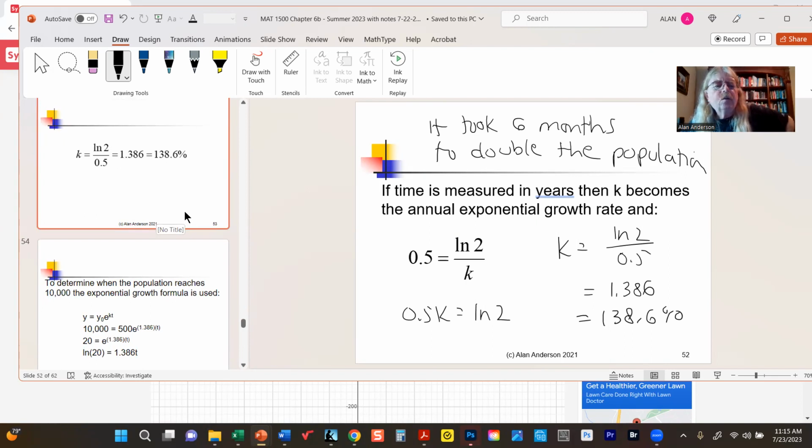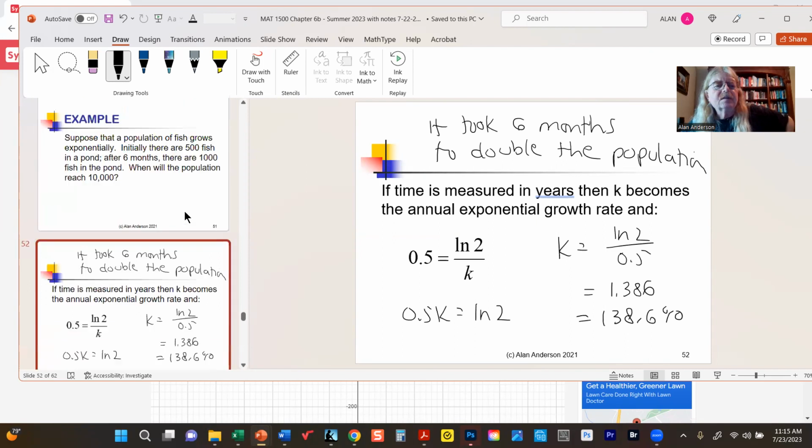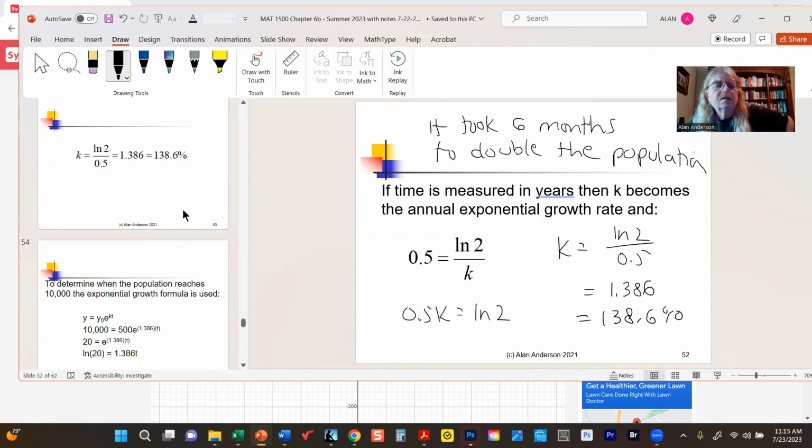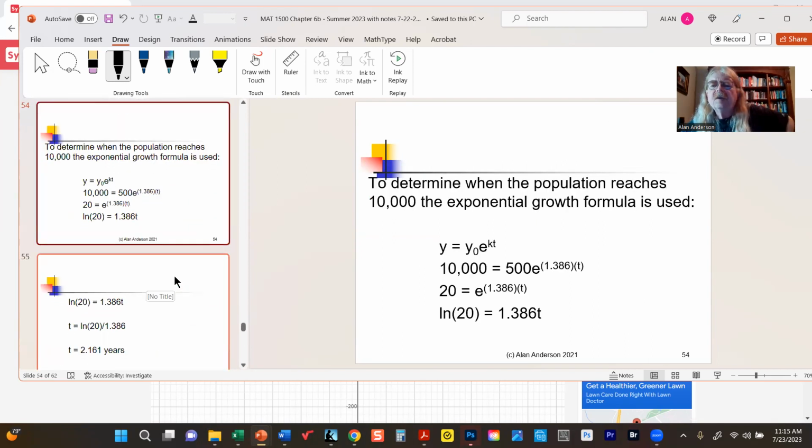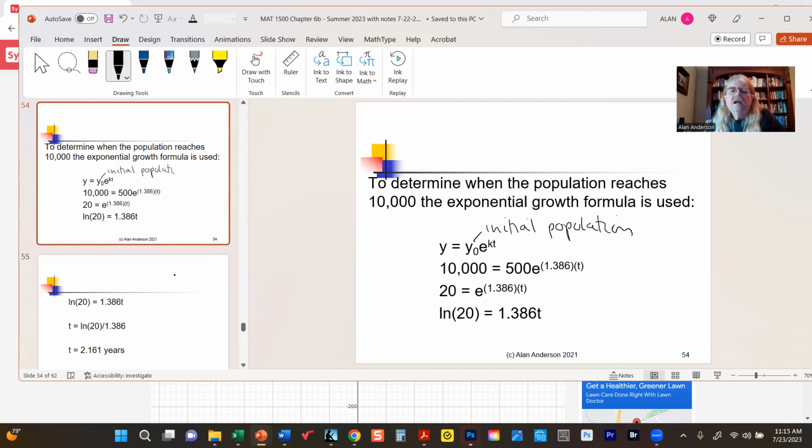And in order to figure out when the population reaches 10,000, we have this formula now. This is the initial population, which is 500, of course. We're asking when does it reach 10,000? We're solving for the time at which the population reaches 10,000.